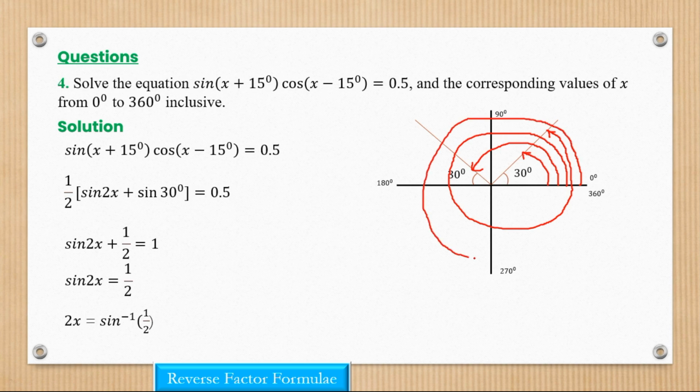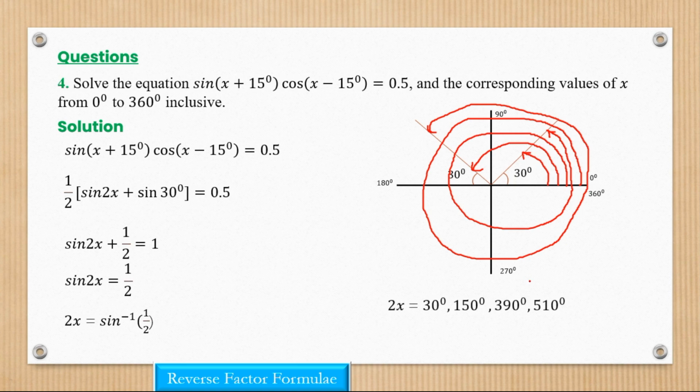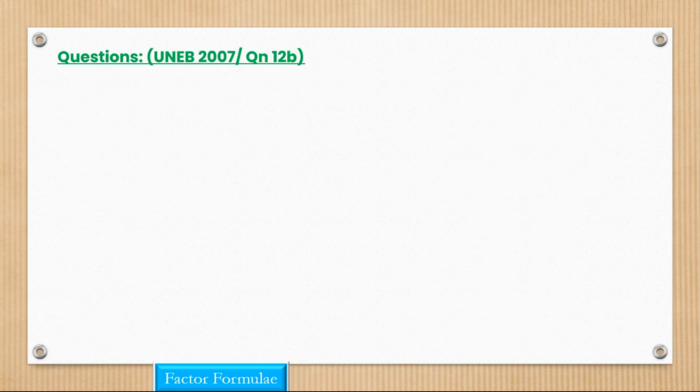Then we also have our fourth revolution. I believe this will also fit properly, but I think that's the farthest we can go. We can only do 4 revolutions for this case. So we have 30, 150, 390, and 510. Now we can divide all answers by 2, where we'll end up with that, and those will be our final values of x. All right, let's get to number 5.